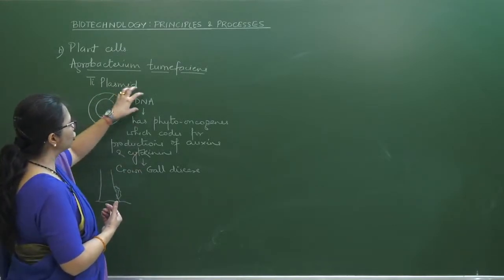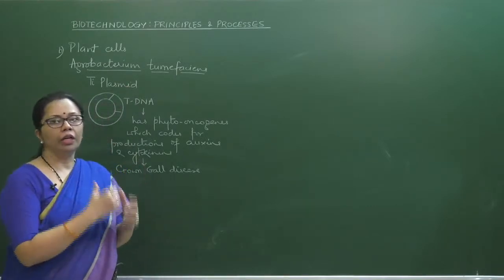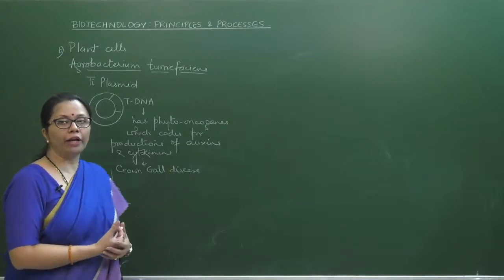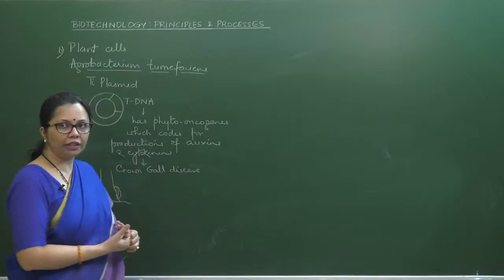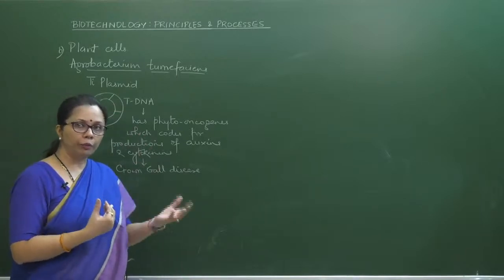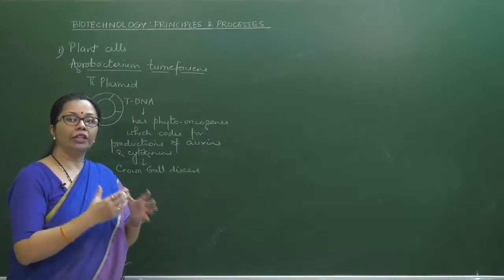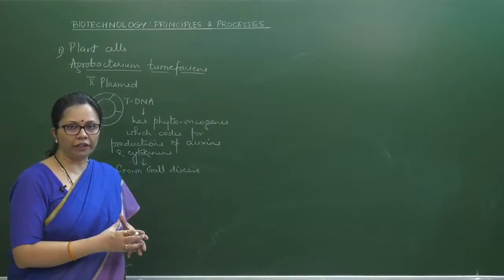Now we need to use this ability of Agrobacterium to integrate within the plant's genome, but at the same time we do not want the plant to be infected. So what is being done? Of course, we are manipulating the T-DNA. We are removing some of the genes, and there we are putting the gene of interest, and this modified Agrobacterium is then allowed to infect the plant.